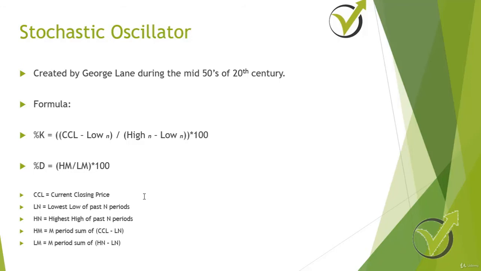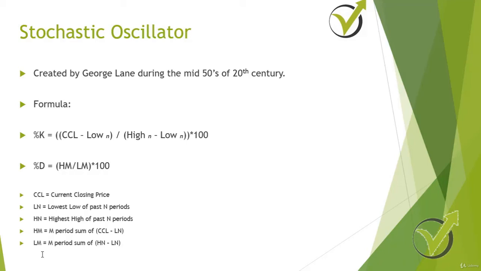So CCL, guys, stands for current closing price. LN stands for the lowest low of past n periods. HN is the highest high of the past n periods. HM is the m period sum of the current closing price minus the lowest low of the past n periods. And the last one, LM, stands for the m period sum of the highest high of past n periods minus the lowest low of past n periods.